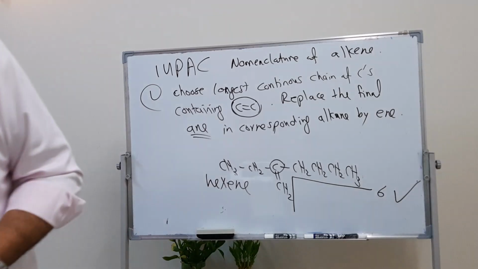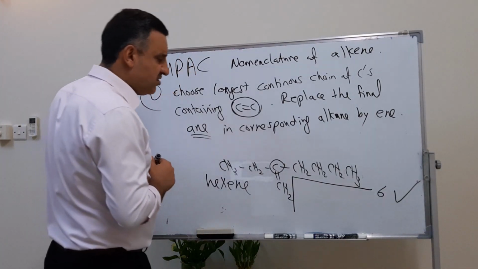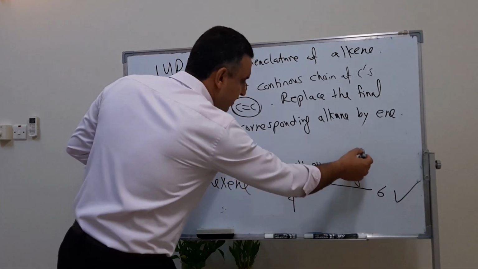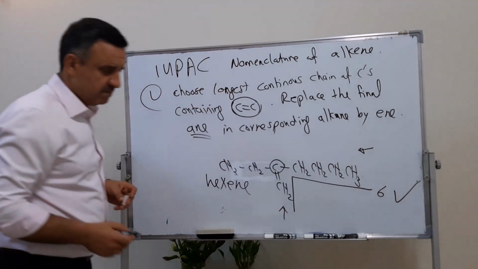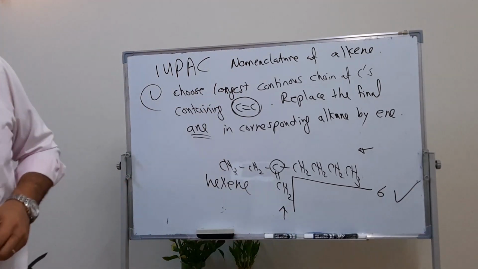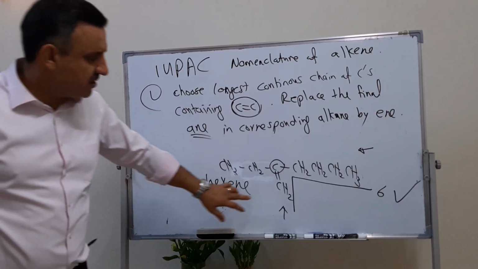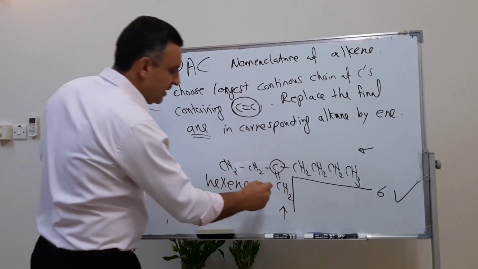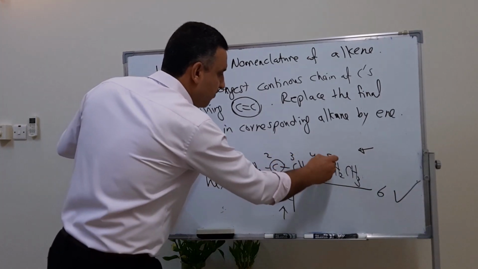Do you follow me? So in this case, where must we number the chain? Shall we number it from this side, from the right, or from downward here? Where shall we start numbering the chain? Down, of course, because when we number it from here, we will give it the lowest possible number. 1, 2, 3, 4, 5, 6.